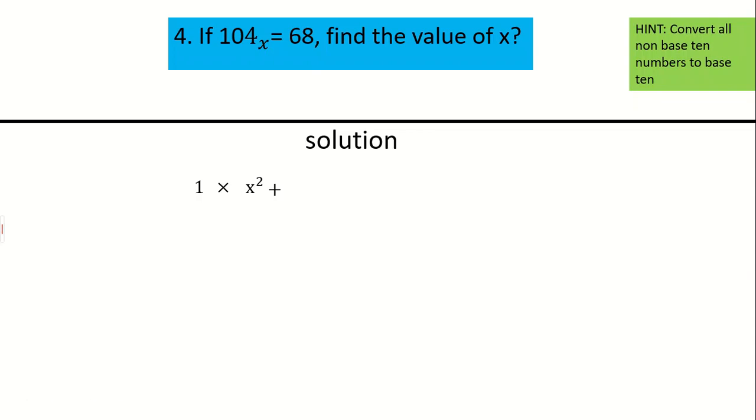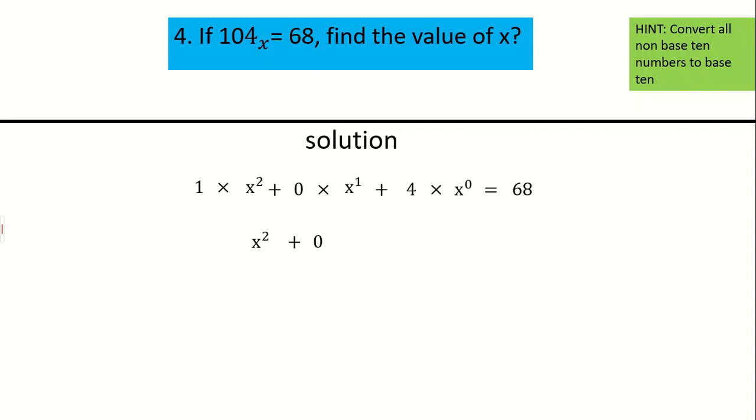Then plus 0 multiplied by x raised to power 1. Then plus 4 multiplied by x raised to power 0, which is equal to 68. So you simplify for that. 1 multiplied by x squared will give me x squared. Then 0 multiplied by any value will surely give me 0. So that is plus 0. Then you have plus 4 multiplied by x raised to power 0.